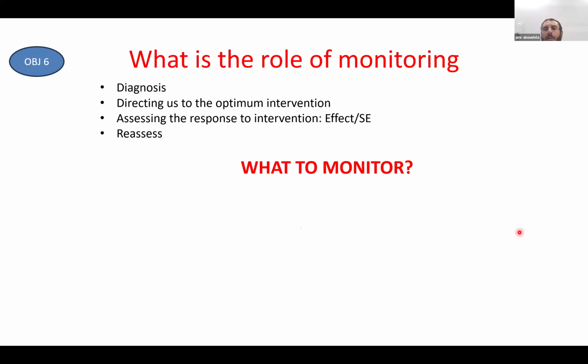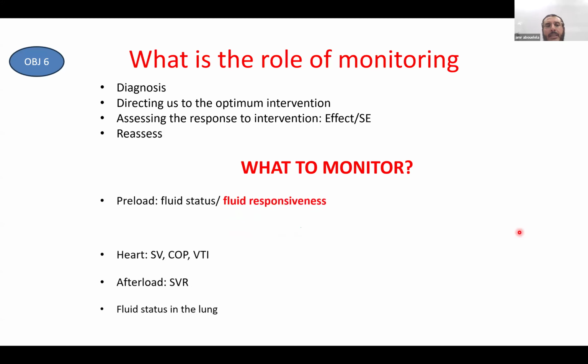What to monitor? It's a very important part. What are the parameters to monitor? Basically, as we remember from the previous slide, we have the preload, we have the contractility, the heart, we have the afterload, and we have another important point, which is the fluid status in the lung. When you are giving fluid, is it okay, or the lung starts to be flooded with fluid? We cannot give any more fluid.